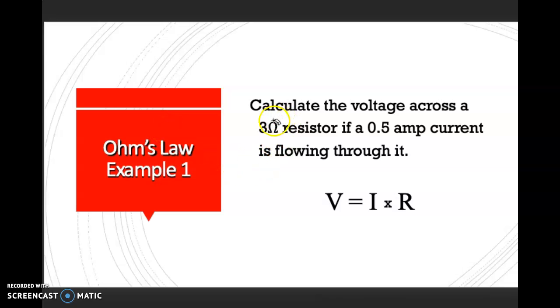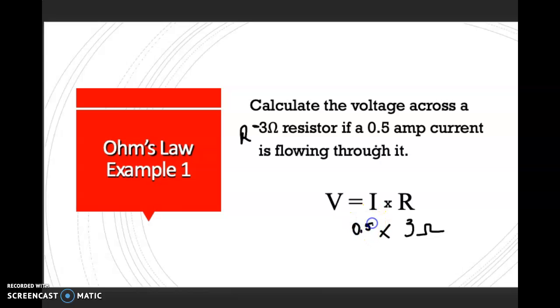Let's look at example 1. It says calculate the voltage across a 3 ohm resistor if a 1/2 amp current is flowing through it. Okay, so the first step we want to identify is which quantity goes with which. All right, and we're going to say that the 3 ohms, I know what's measured in ohms, that would be my resistance. So 3 is going to go here under resistance. And then the 0.5 amps, that's going to be current. So that will be my letter I.